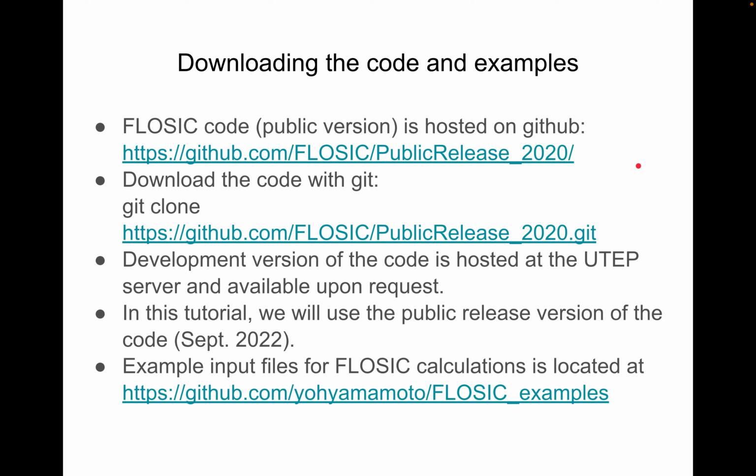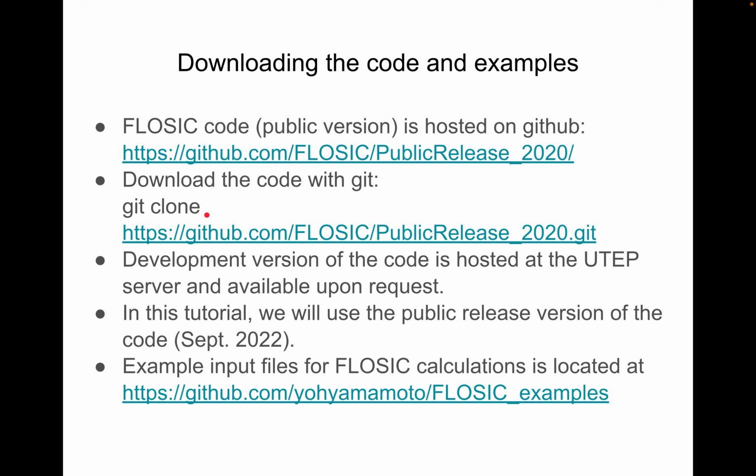Okay, the code we will be using for this tutorial is the public release version of the FLOSIC code. The public release version of the FLOSIC code is hosted on GitHub for scientists all over the world, and you can download it from this URL. Of course, you can use your web browser to download it, but you can also use the git clone command. This is the command in your terminal to download the code to your local machine.